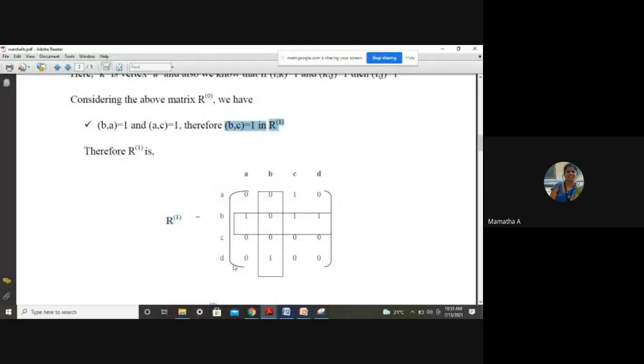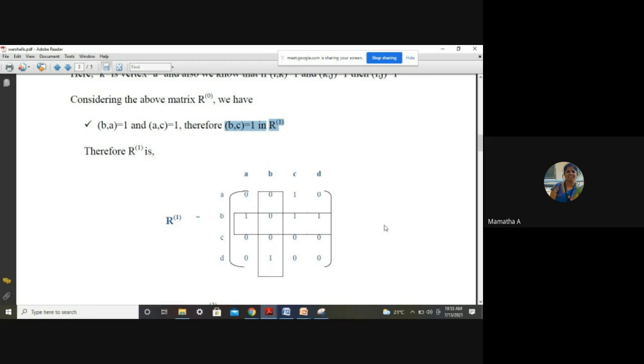Which row and which column should you consider in R1? Students. Bth row and bth column, ma'am. Bth row and bth column. Again, combine in the same order. Are you understanding? Remember, the combination should be done with respect to row to column or column to row. Column to row, ma'am.